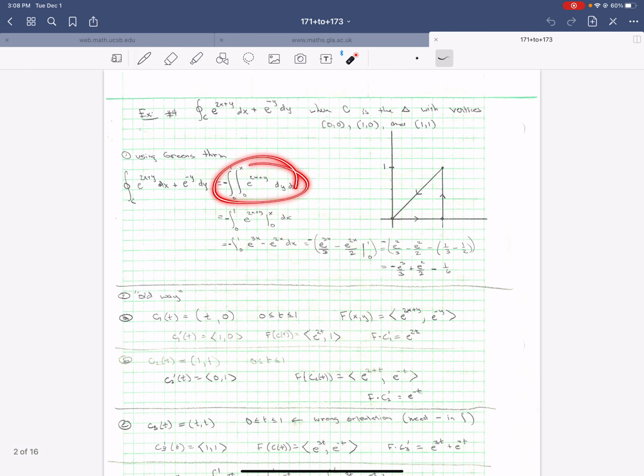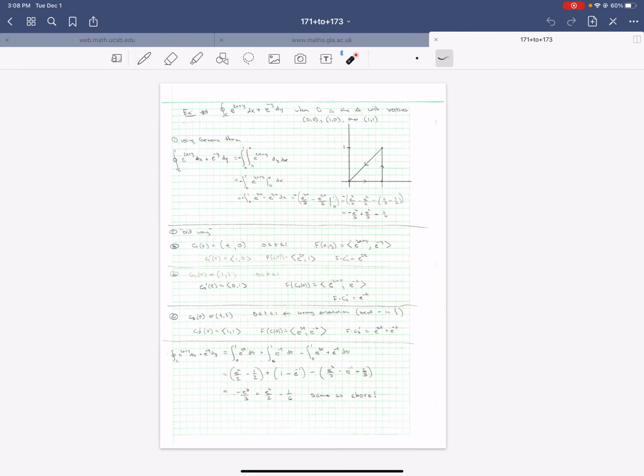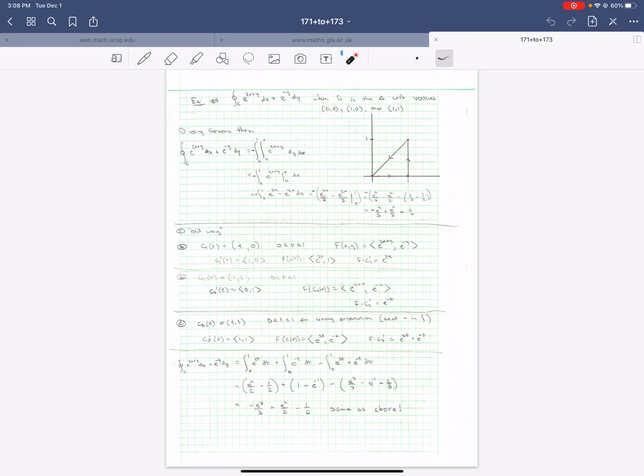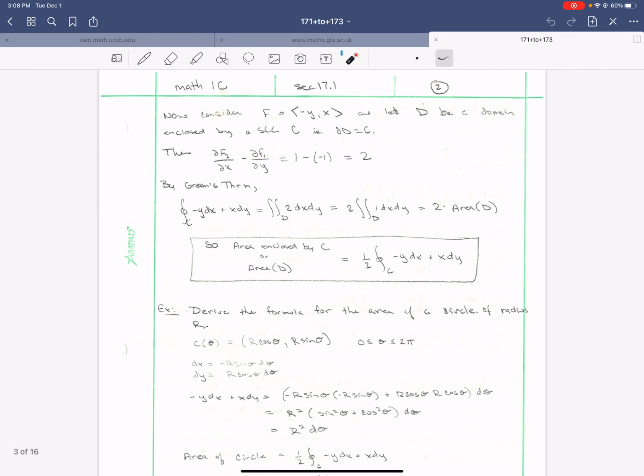Whereas this, it was one integral, and I was done. This takes barely a quarter of a page, where this takes the better part of half of a page. So I would say this does make life easier. All right, a really cool thing, and it's kind of near and dear to me. I'm gonna nerd out here for a second and tell you about it.